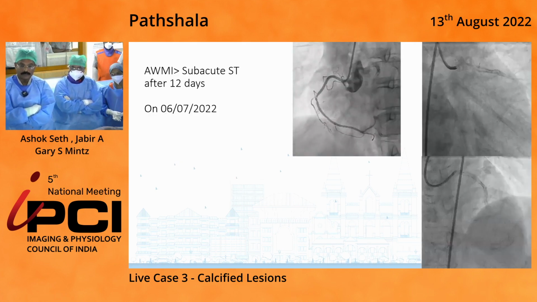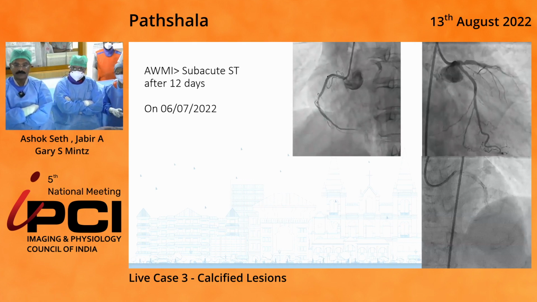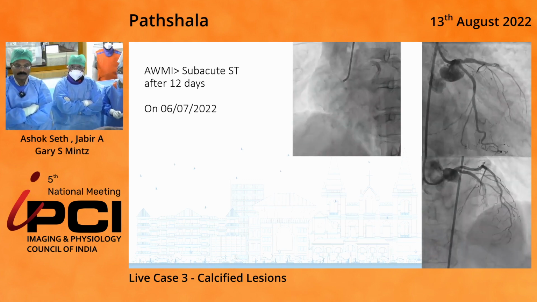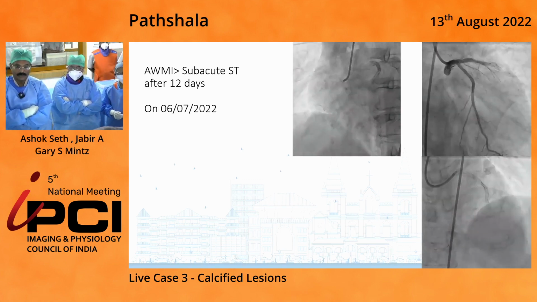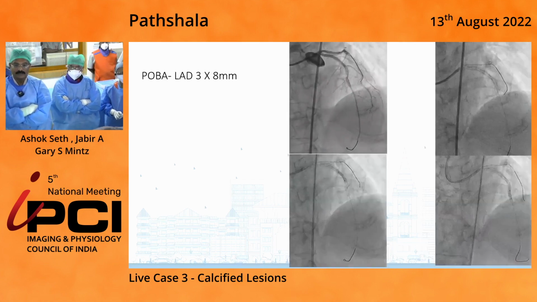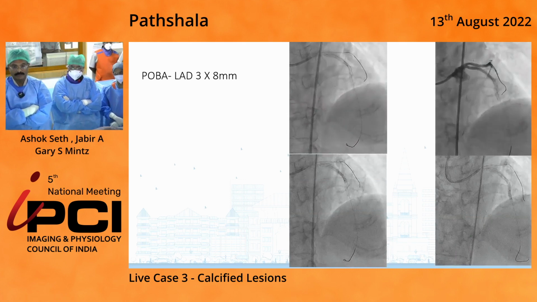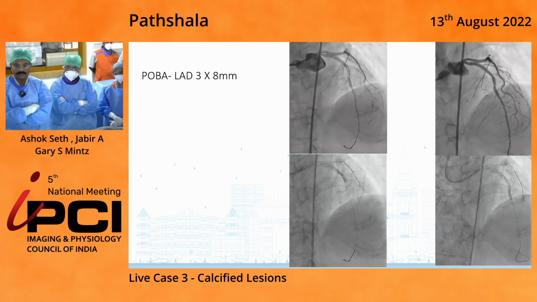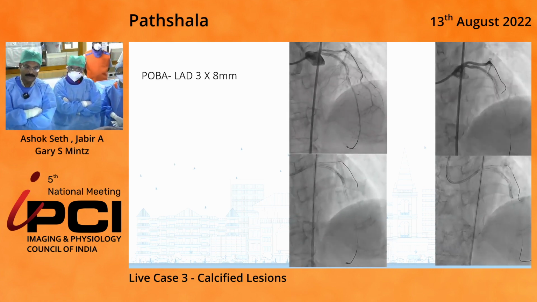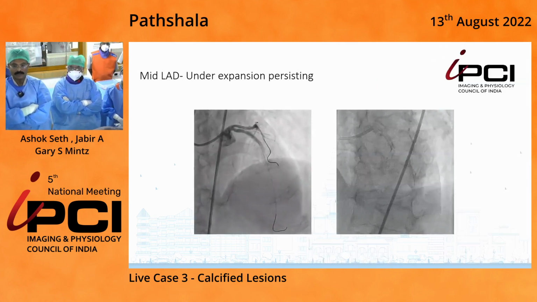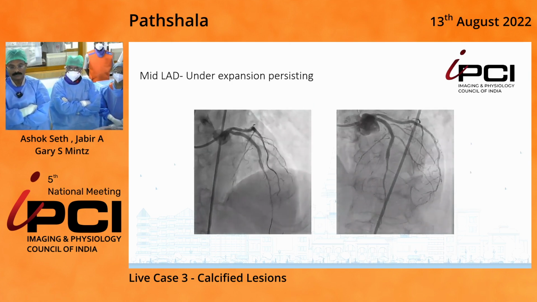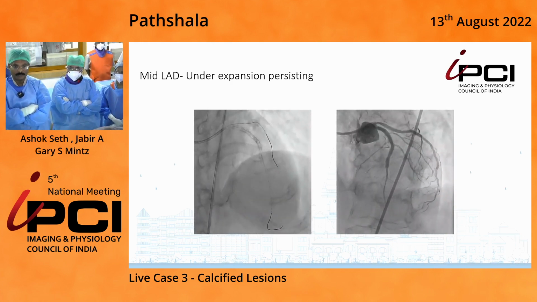Next. So she presented with subacute stent thrombosis after 12 days of the primary angioplasty. You can see the stent thrombosed with significant lack of flow there. Next. Again, it was wired. The LAD overlap area was dilated with a 3 into 8 millimeter non-compliant balloon. They could re-establish the flow in the LAD, but the underexpansion is still persisting. Down the stent also, there is some amount of lesion and maybe some amount of spasm also.